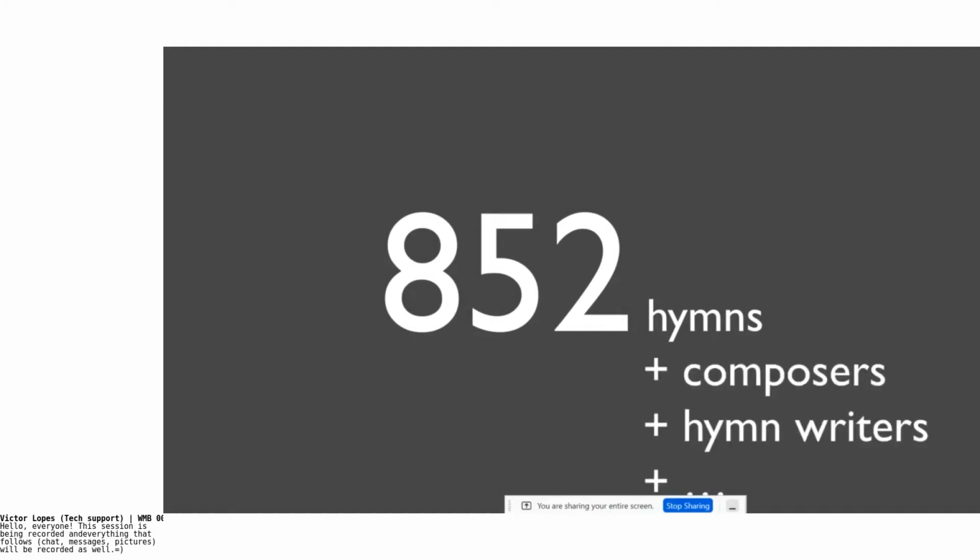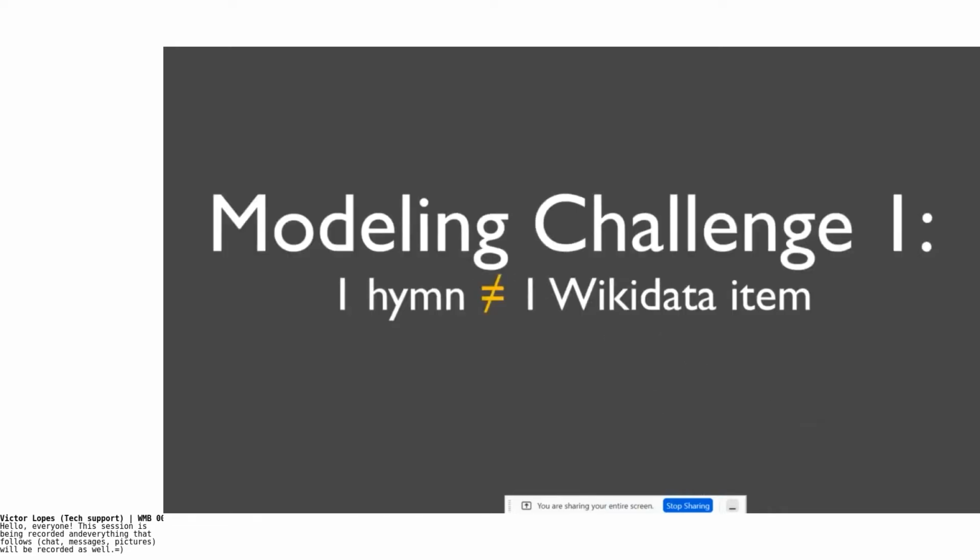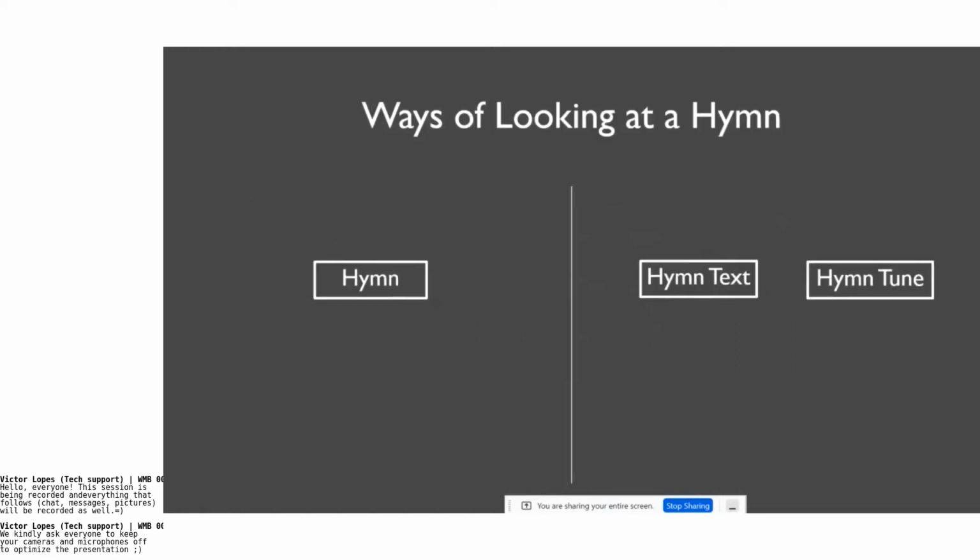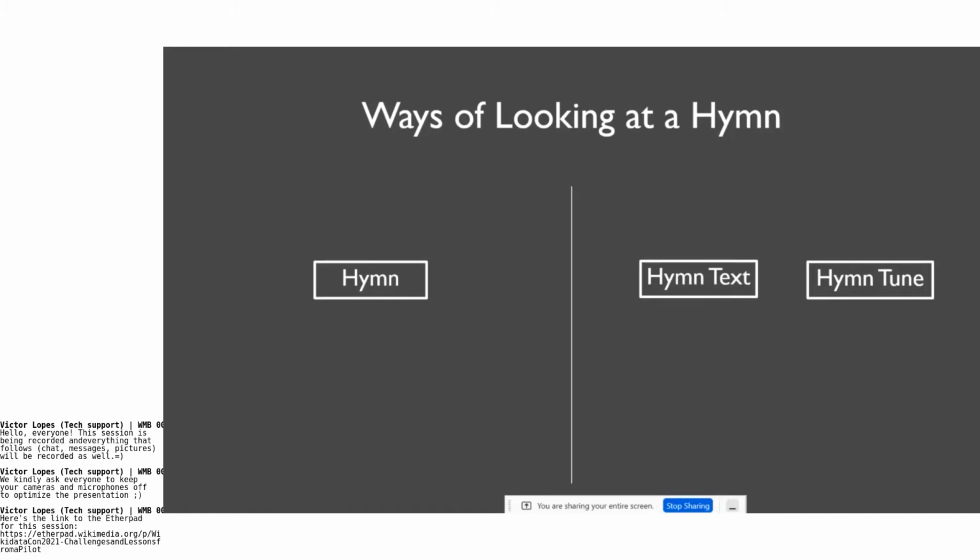Not only were there 852 hymns, but I also had to consider composers and hymn writers and translators, and then there were the data modeling challenges. The first challenge is that one hymn does not equal one Wikidata item, or maybe it does. One way of looking at a hymn is to see it as one entity, basically like a song. However, from an academic and liturgical viewpoint, hymns are more like two entities, a text and a tune, and you can mix and match these text and tune pairings if they have the same hymn meter, which is the number of syllables for the lines in each stanza. This second version is how hymnary.org models it, and it uses identifiers for both text and tune. This was also how I wanted to model the data because that's how scholars would likely want to use it.